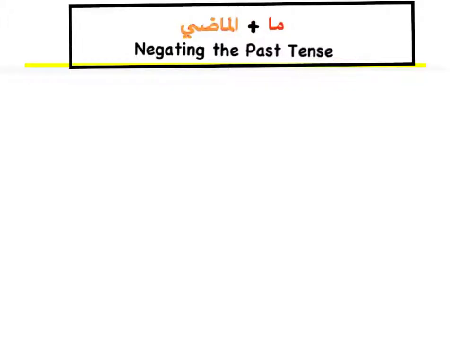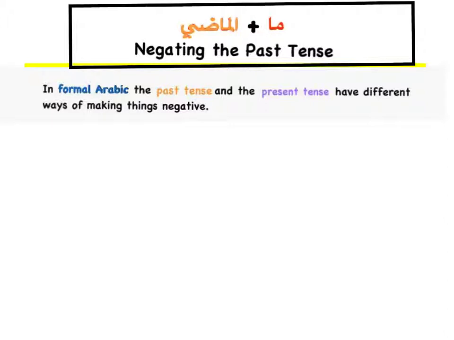Okay, now we learned how to use ماضي, how to conjugate it. Let's see how we negate the past tense. As you can see from this, we use ماضي plus ما, but we're gonna talk about it more. Let's see this first. In formal Arabic, the past tense and the present tense have different ways of making things negative.